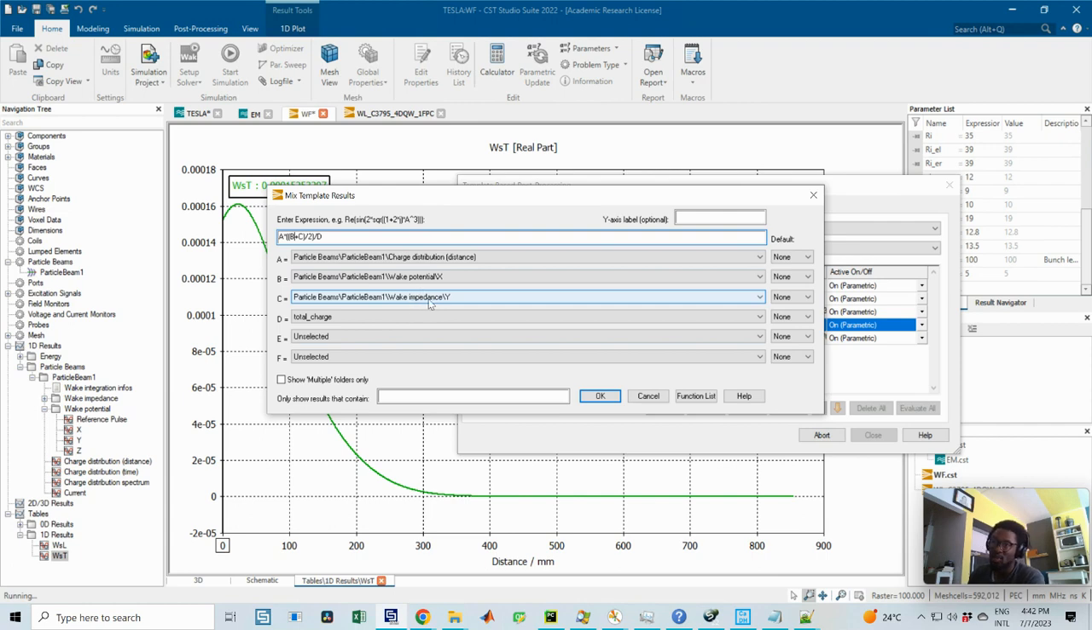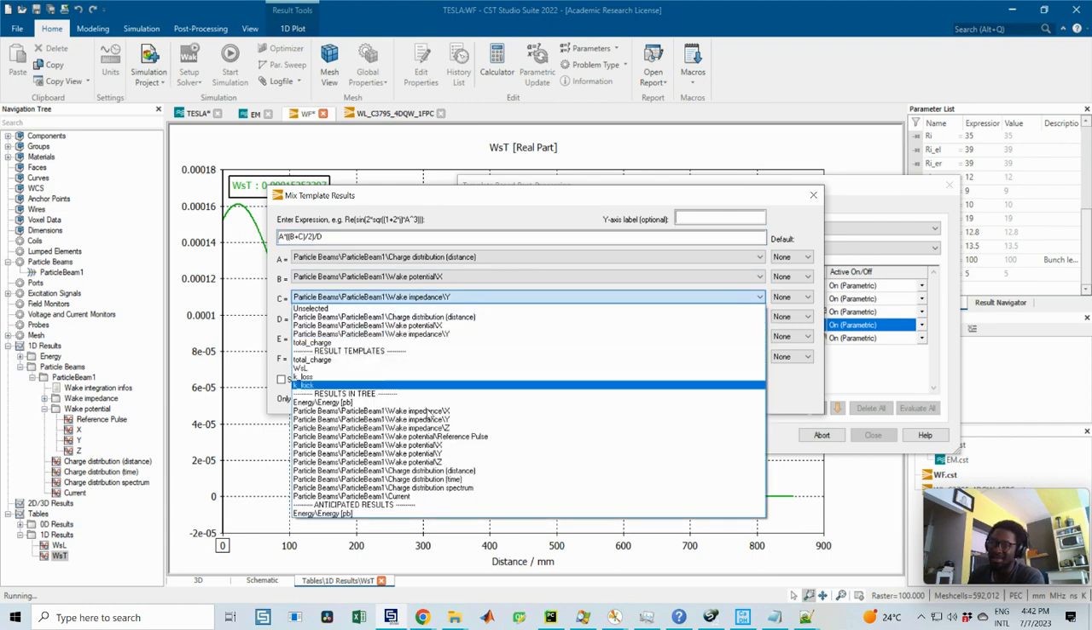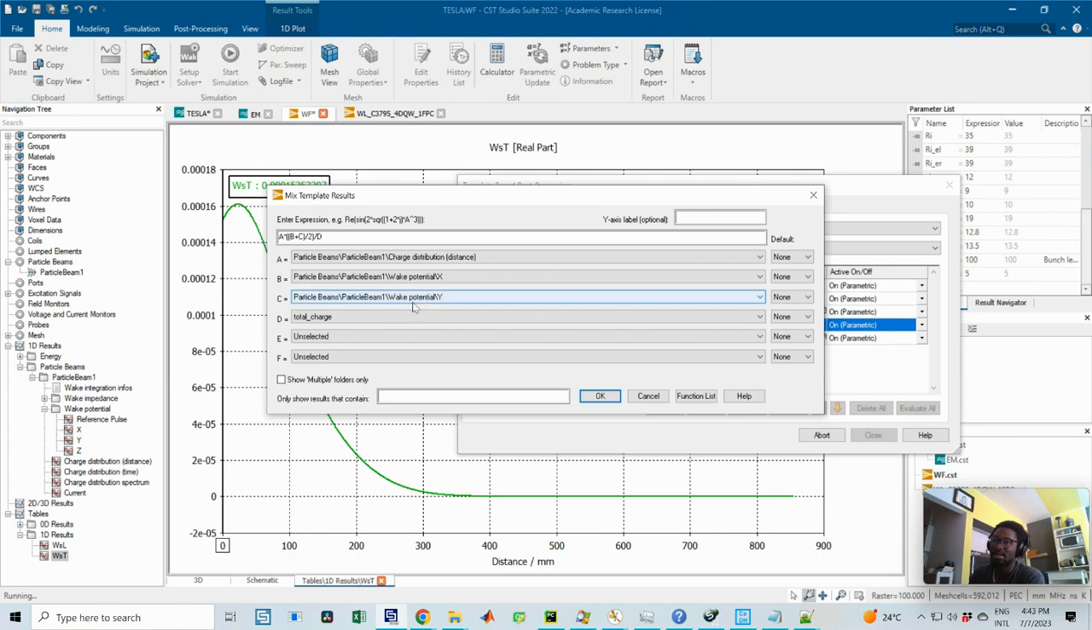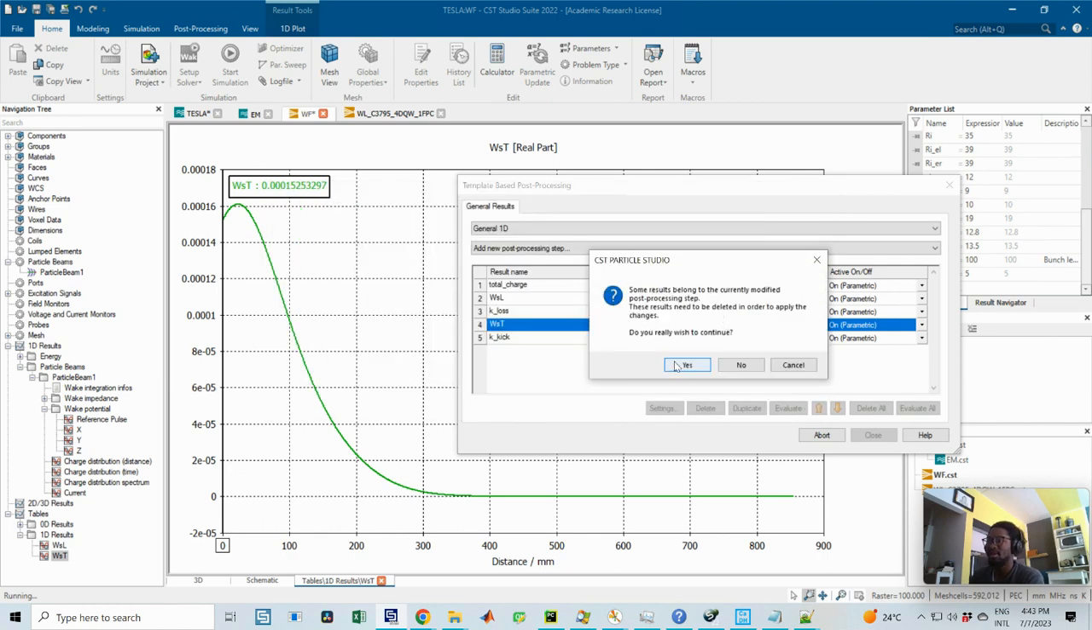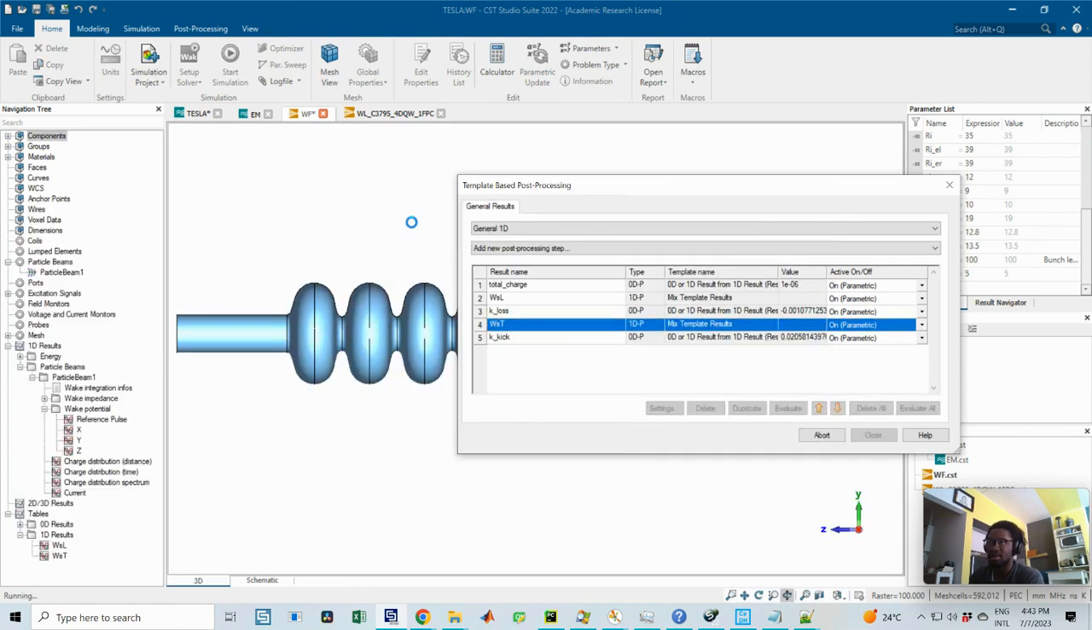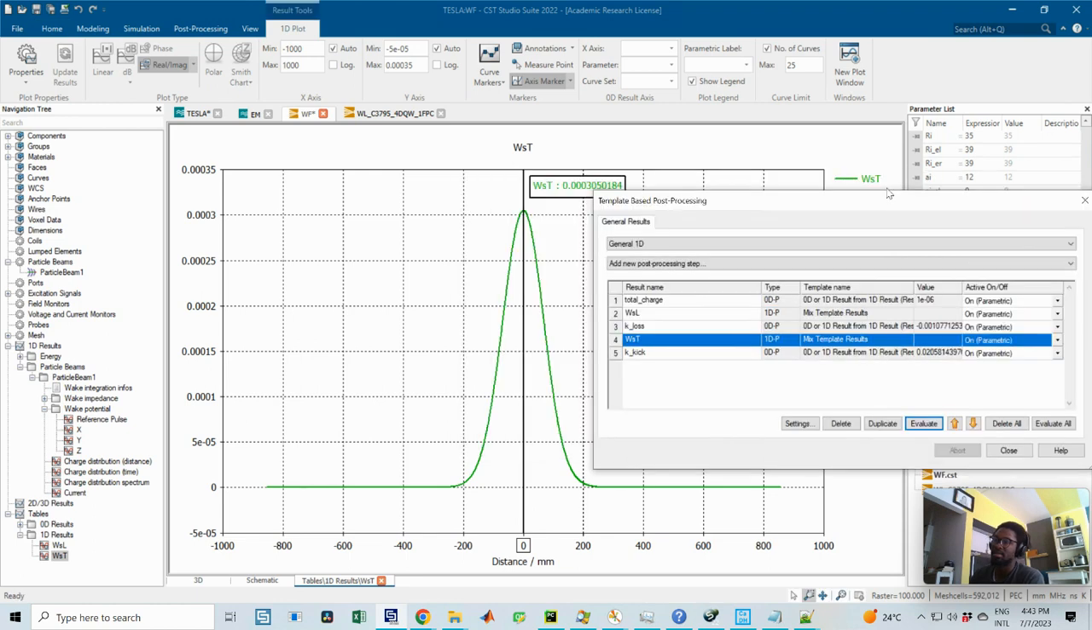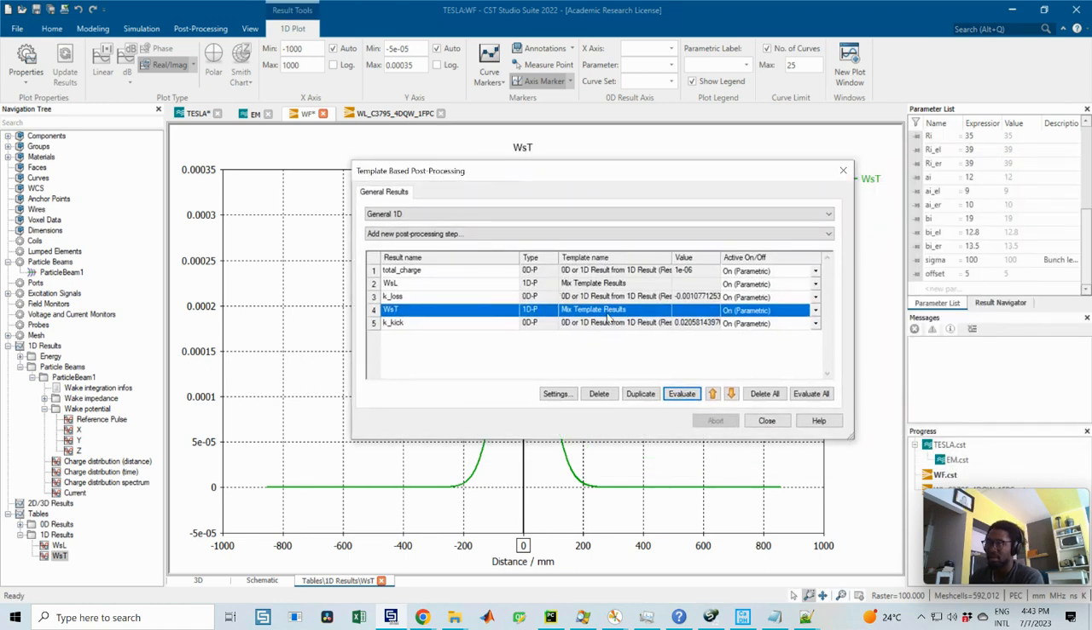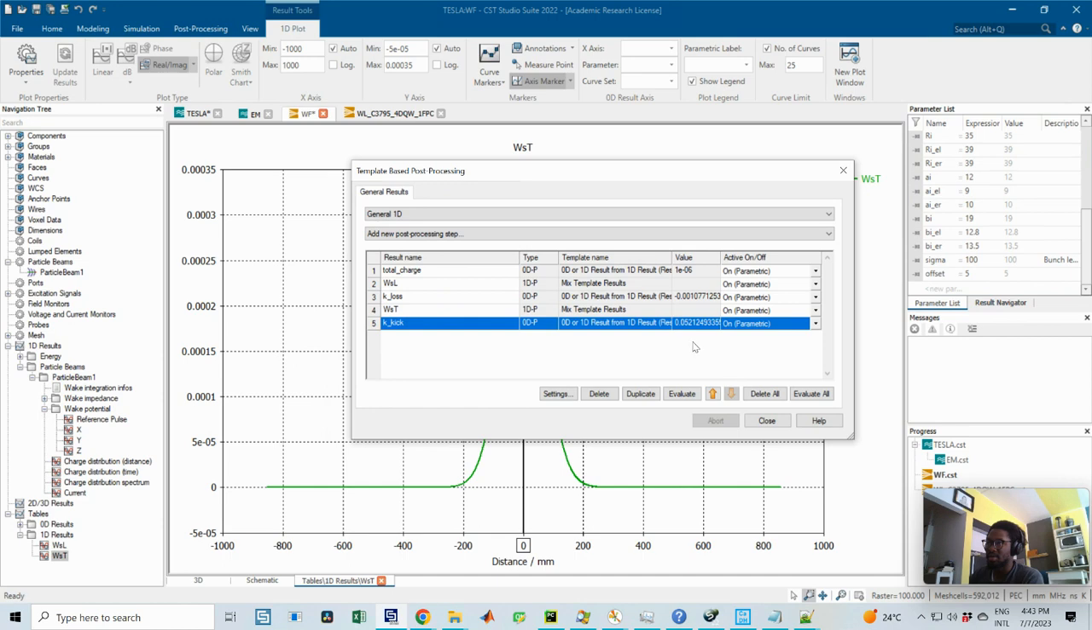So here's wake impedance. Supposed to be wake potential Y. Yes. Evaluate. Okay, yes, so this is it. I think this should be correct now, and then when you evaluate, yeah, 0.05. I knew because I've already done this before, so I knew that the result was 0.05.